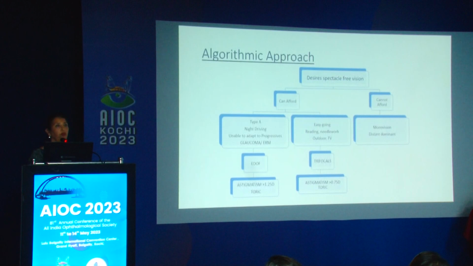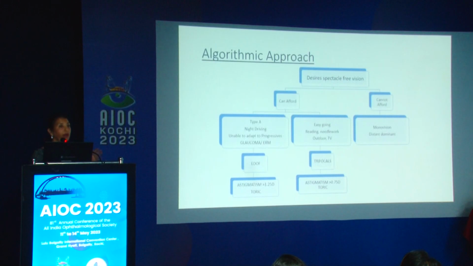And if the patient can afford it, understand the patient's nature and needs, and whether the patient has any glaucoma or ERM. If the patient is too finicky, such patients would be better off with EDOF. At least you will save some chair time. And those who are easygoing, who do a lot of near work like reading and needlework, who enjoy the outdoors, who like to look out into the distance, who may be golf players, who enjoy watching TV, may be good candidates for trifocals. In any case, I would say, with EDOFs above 1.25 you must do a toric.